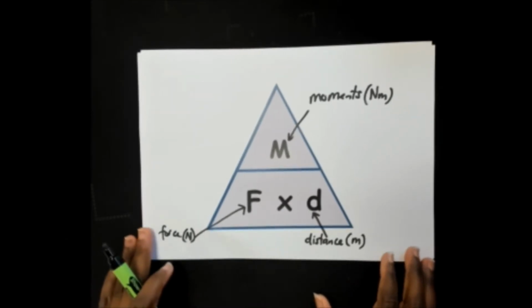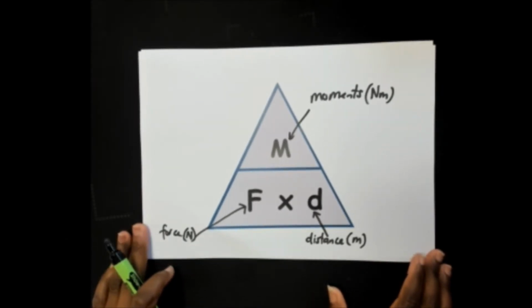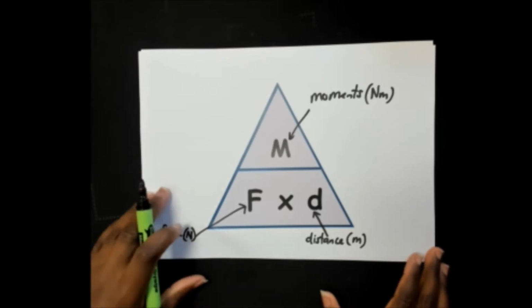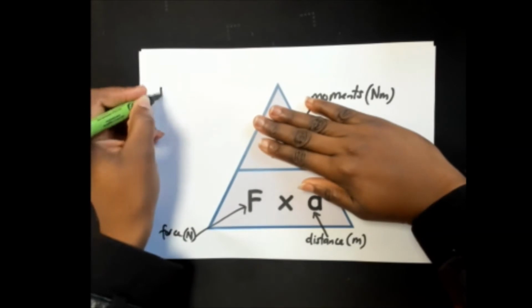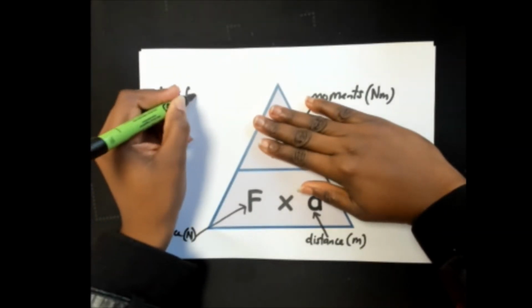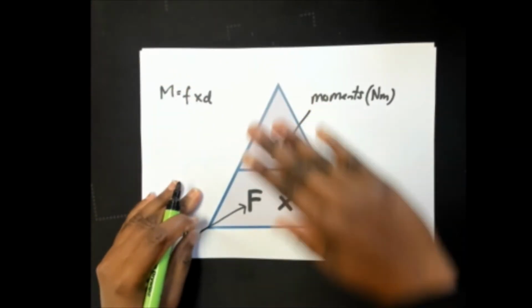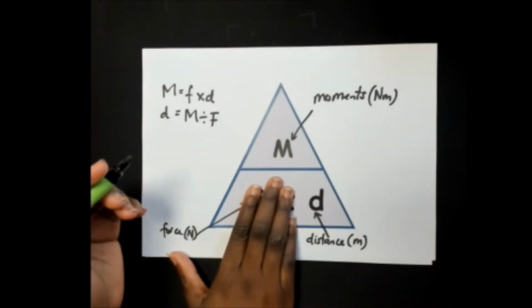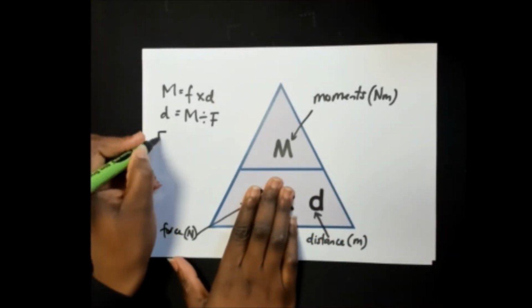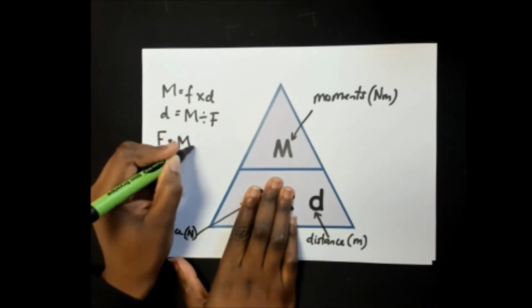So let's show you how to apply this equation. To calculate moments, we cover moments and we have moments is equal to force times distance. If we want to determine the distance, we cover distance and we have distance is equal to moments divided by force. And if we want to find force, we cover force and we have force is equal to moment divided by distance.